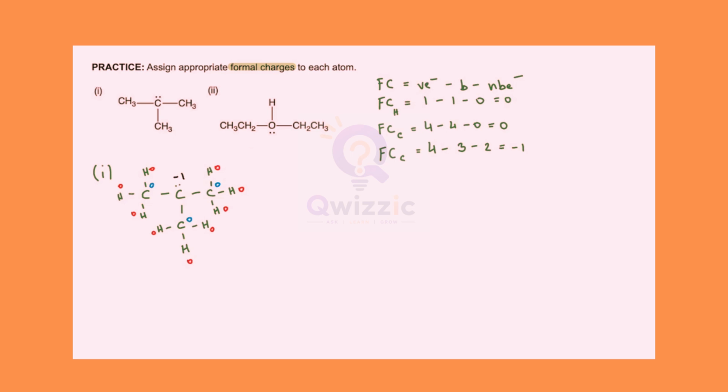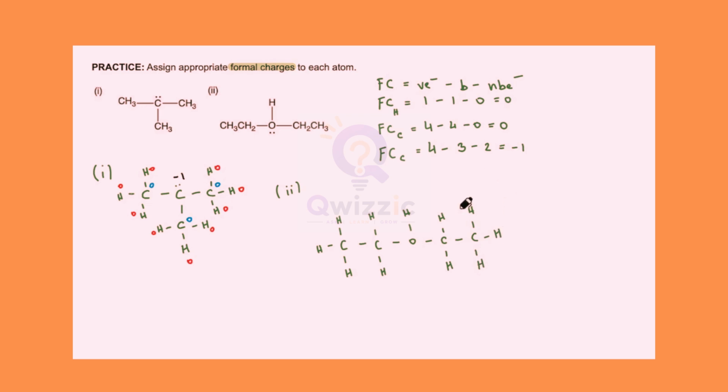Well done. We can continue with the second structure. Let's draw the structure. First of all, we are given an ethyl group. Let's expand the bonds. And now we can essentially apply the same logic as before.